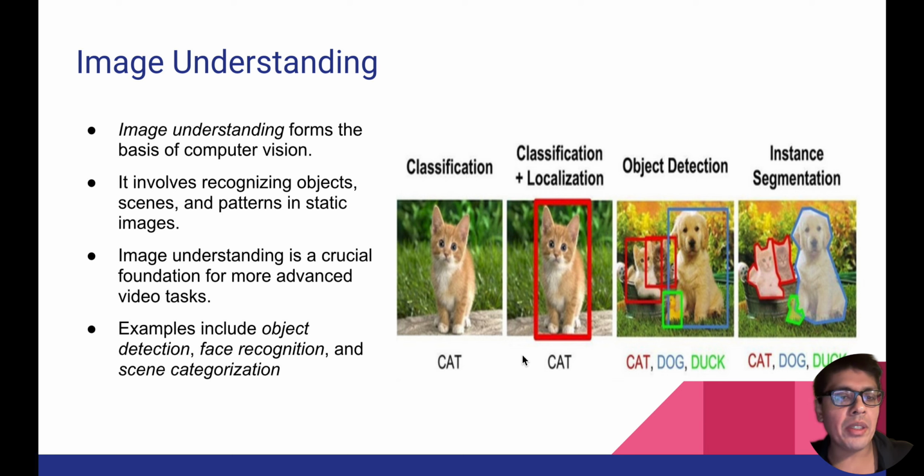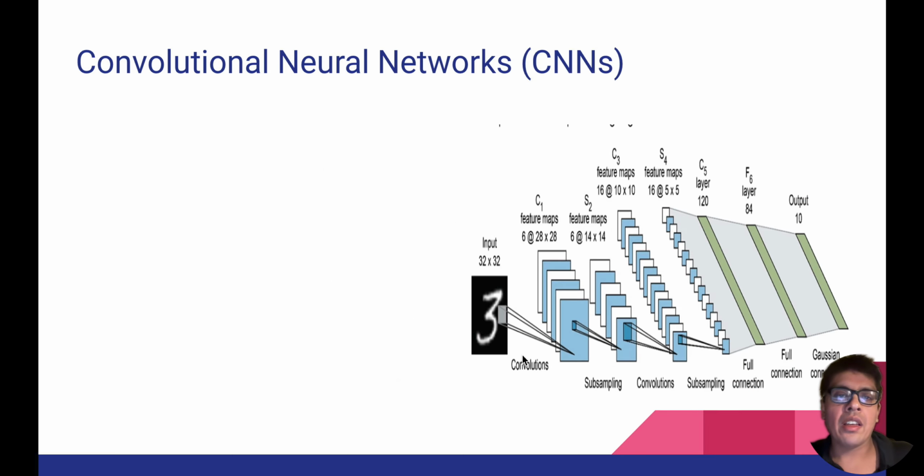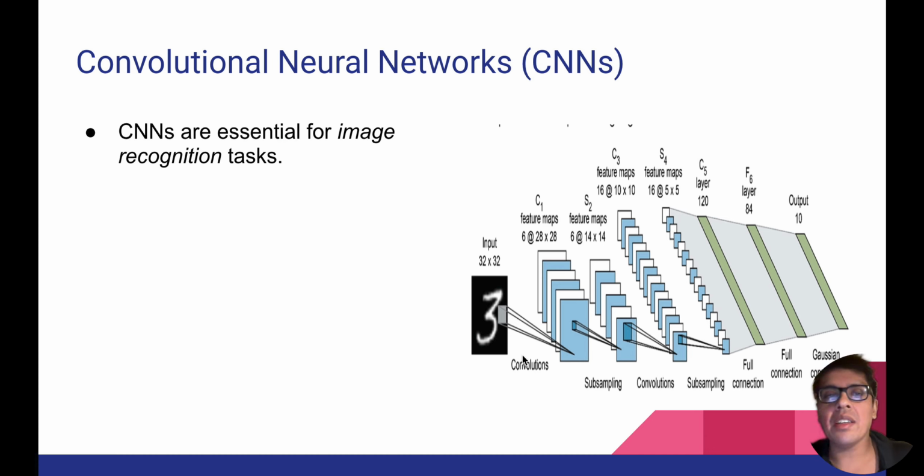Again, once you can do image understanding, you could do more advanced video understanding tasks. These are just some examples, but more examples include object detection, face recognition, and scene categorization. So the basis for image detection are convolutional neural networks.